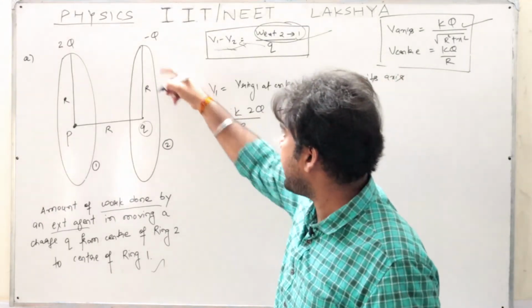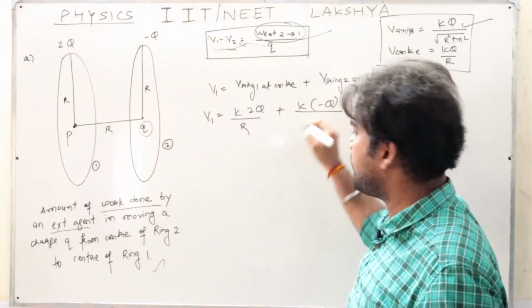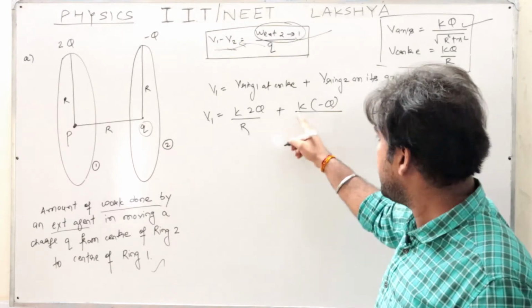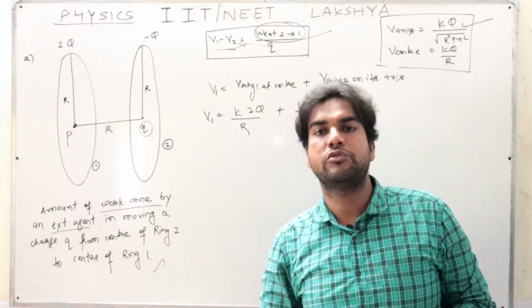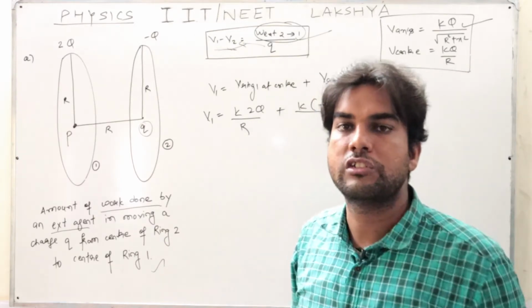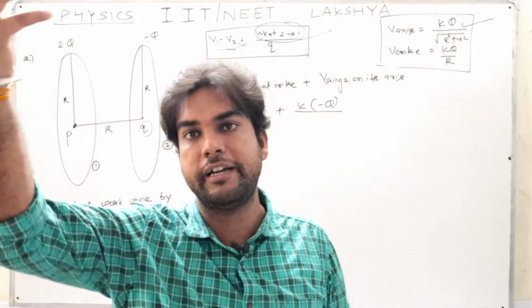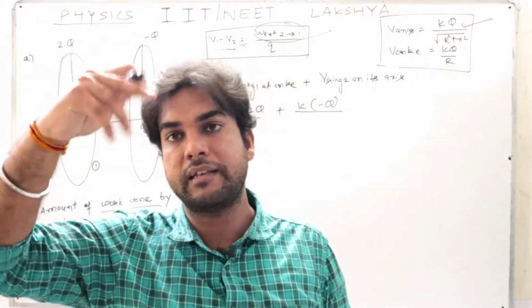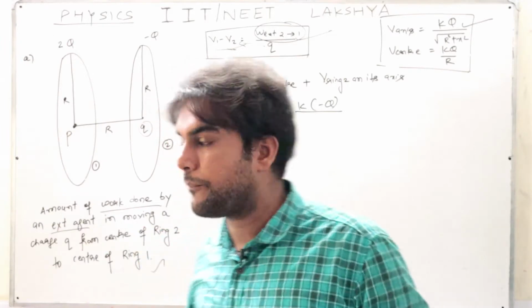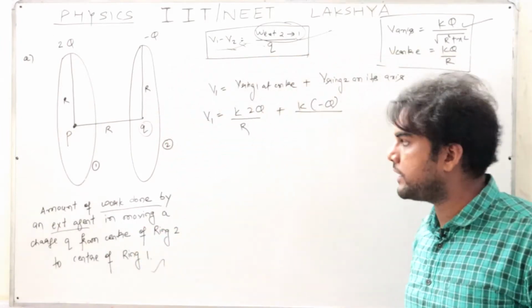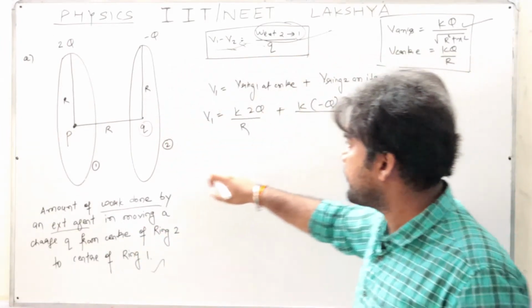But what is q? Minus q. You have to always substitute with sign. K minus q. In potential you have to substitute with sign. In electric field, don't substitute with sign, because in electric field we already take that minus or plus in the concept of direction. This is potential, it is a scalar quantity. So K minus q upon this distance.